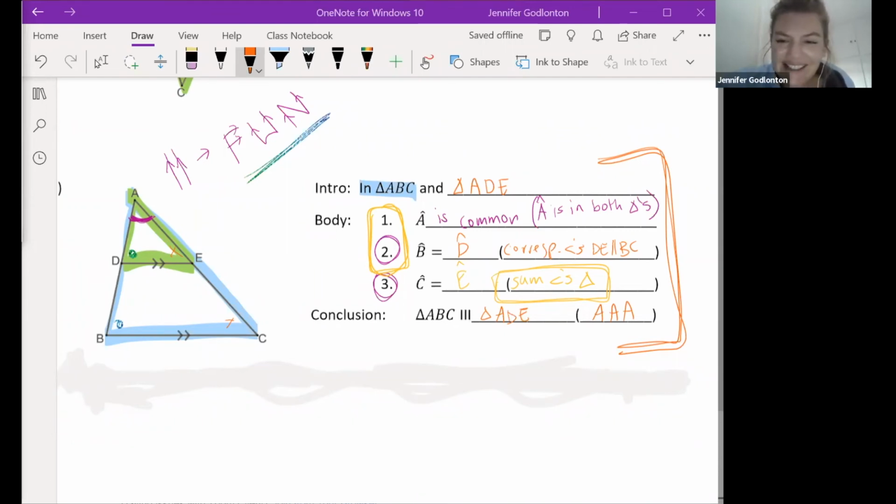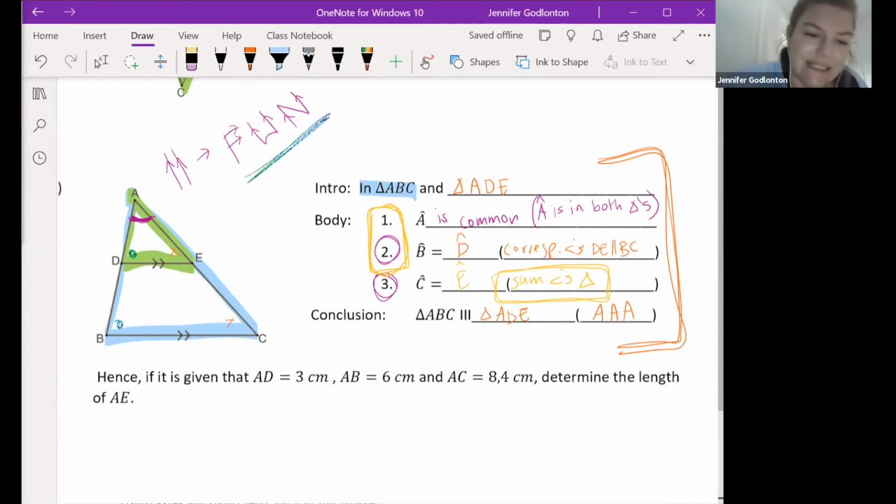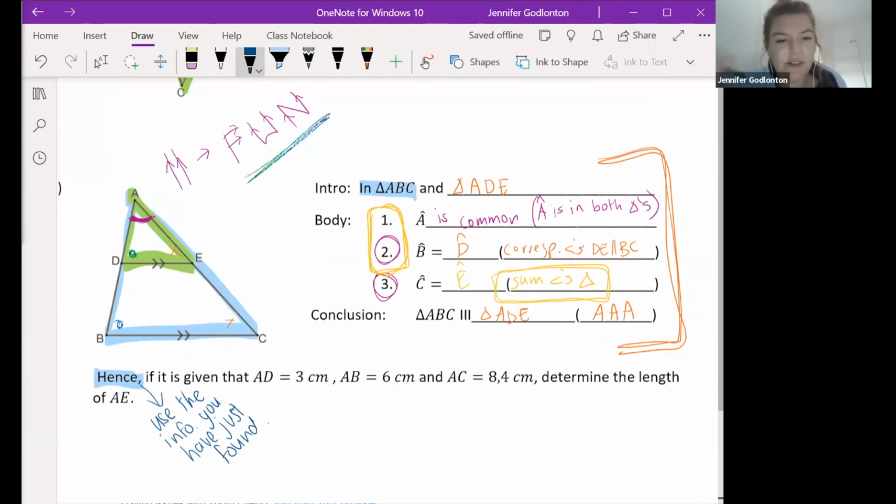Okay, let's look at the second part of this question now. Second part of this question says, hence. Now, whenever you see this word, I don't want you to panic. Lots of people see hence and then they go into panic mode. Hence just means use the information you have just found. So when we see the word hence, we don't panic. We just think we've just got to use what we've just figured out. So we've just figured out that these triangles are similar, which means that their sides are in proportion. Okay, so let's fill in this information.